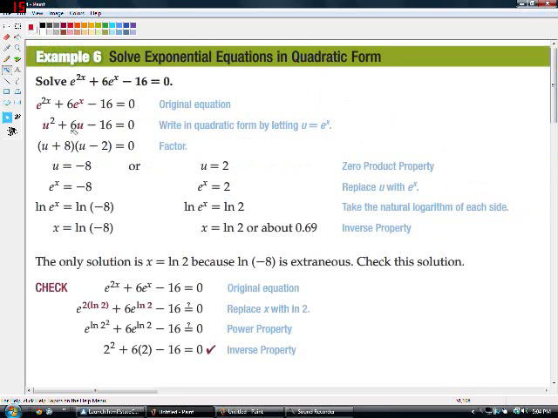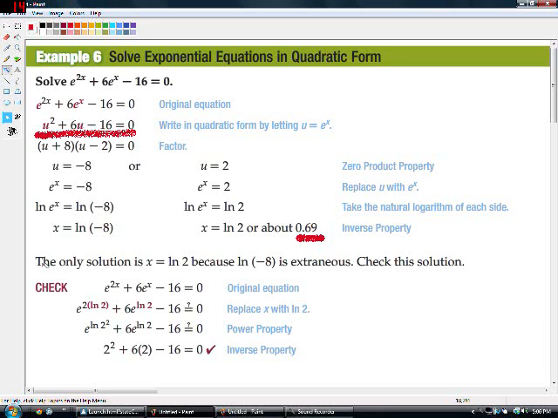This is the original equation right here. U substitution, as u represents e to the x. So this u is e to the x, and this u is e to the x. So that cancels, that's what it represents. Now we can factor: u plus 8 times u minus 2 is the same as this equation. You plug back in e to the x for u. So now you have e to the x equals negative 8. Now you have x equals natural log of negative 8. e to the x power equals 2. x equals natural log of 2, or about 0.69.